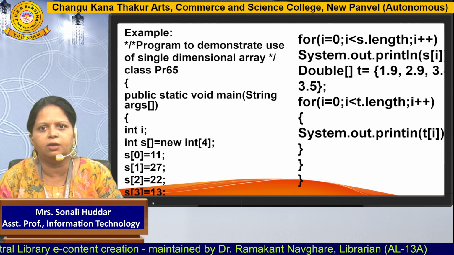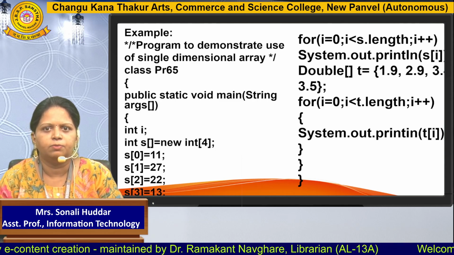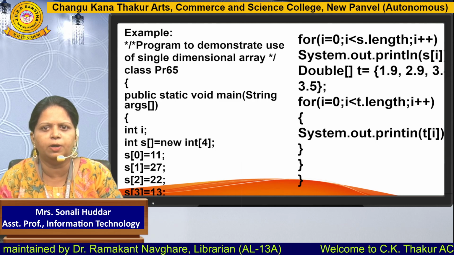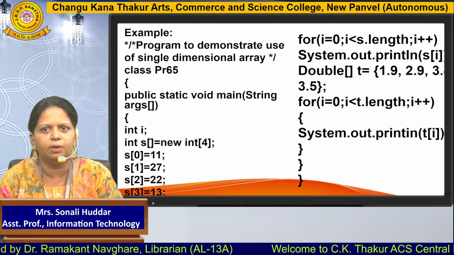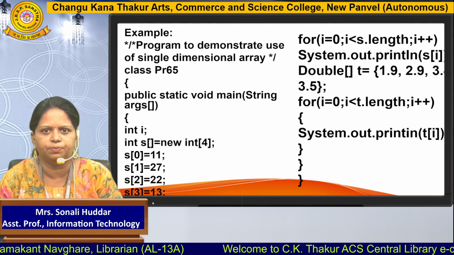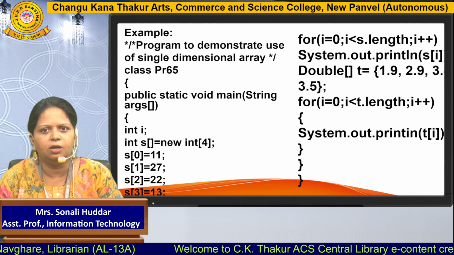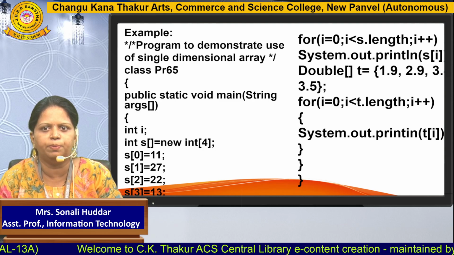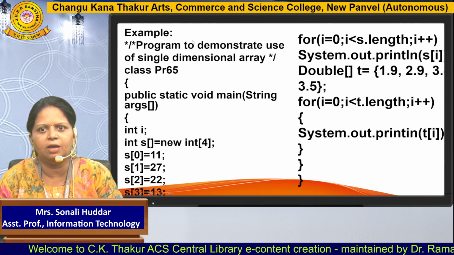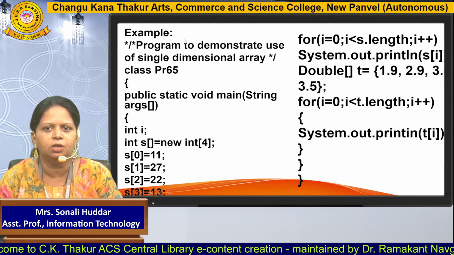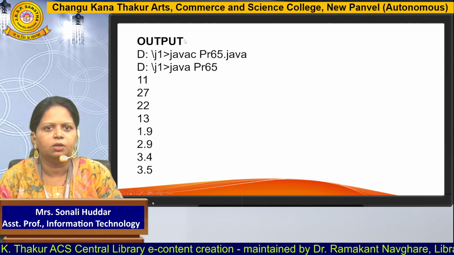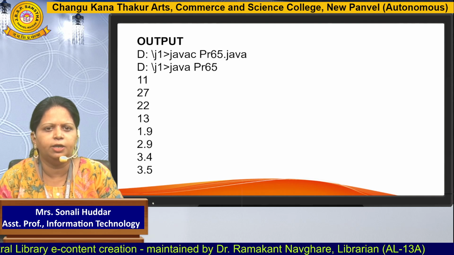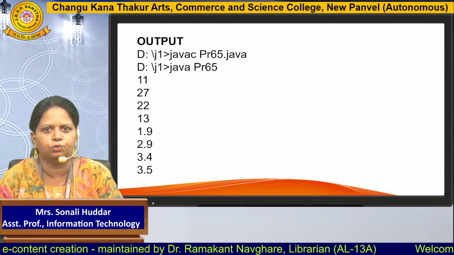Now again I am declaring one more array, which is of data type double. So double array t is equal to 1.9, 2.9, 3.4, 3.5. Again, the same method: with the help of a for loop and the length method, I am just going to print t[i]. When I execute this program using the Java command, I will get the output: first all the integer values and then the double values.